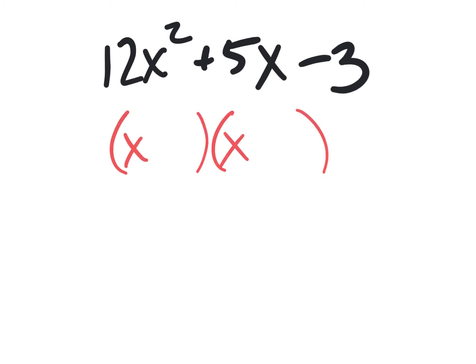Right? That's wrong. Because x times x is not 12x squared. It might be a 12 right here and a 1 right there. It might be a 1 and a 12. It might be a 3 and a 4 or a 4 and a 3. Who knows? So it gets complicated. Anyway, so what are we supposed to do when we have a number out here?